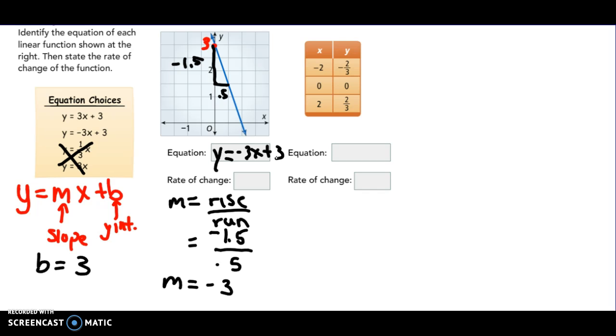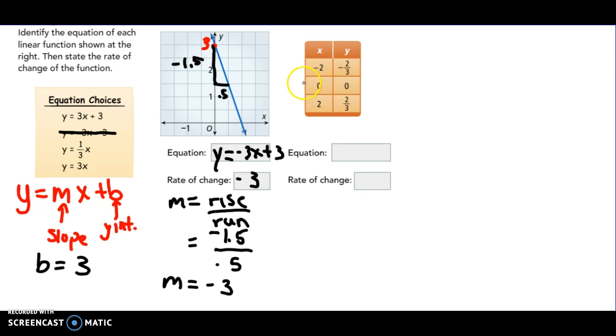Our rate of change, which is, remember, our slope, would be considered negative 3. Okay, now let's look at the table over here in the orange. So remember we did in class yesterday, we talked about how we could substitute our x values into our equation to see if both sides balance. Well, we know that the second equation is not going to work because we already chose it for our graph.